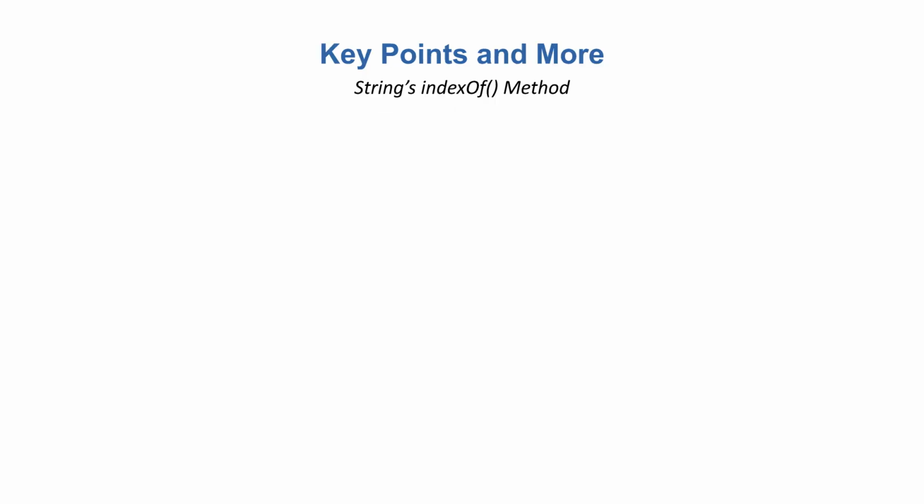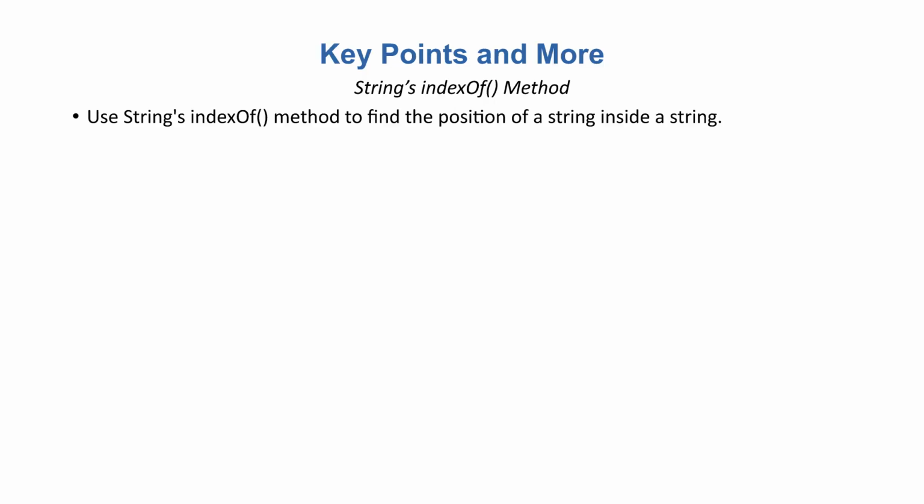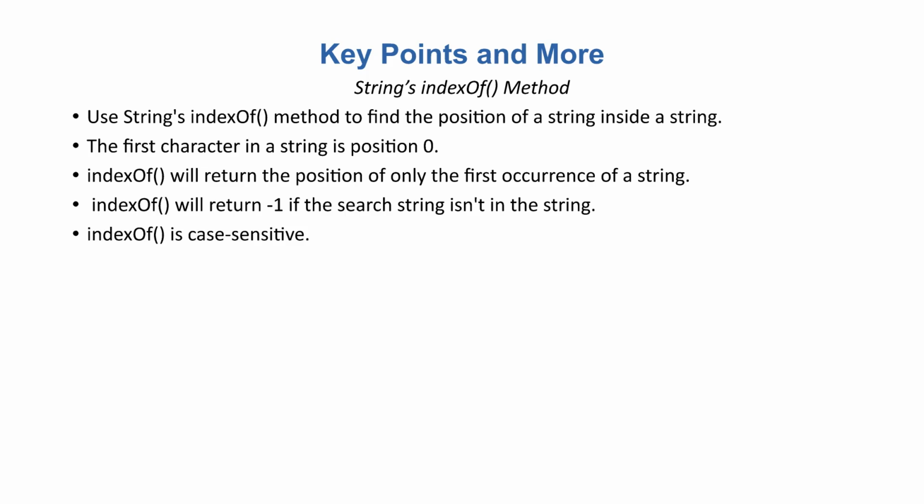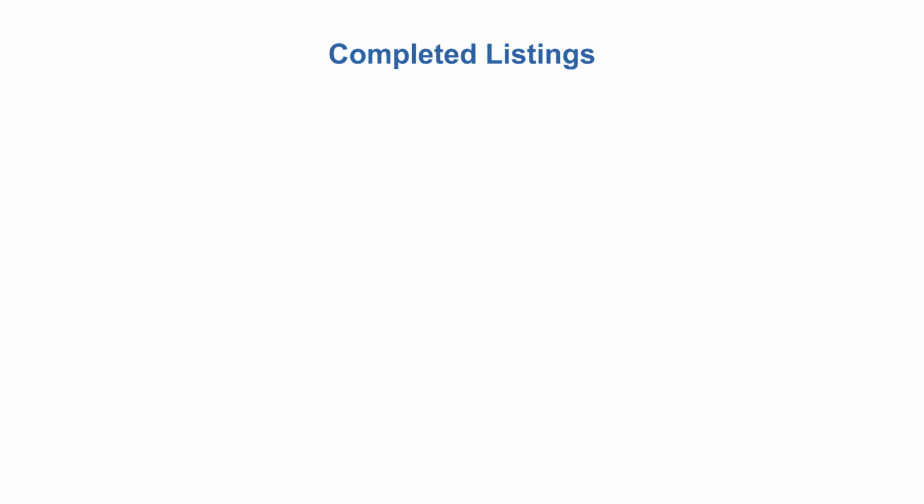Key points and more. String's indexOf method. Use string's indexOf method to find the position of a search string in a string. The first character in a string is considered to be in position 0. IndexOf will return the position of only the first occurrence of a search string. IndexOf will return -1 if the search string isn't in the string. IndexOf is case sensitive. A search for a lowercase letter won't return the index of the same uppercase letter. Here are the completed listings for all the exercises in this video.